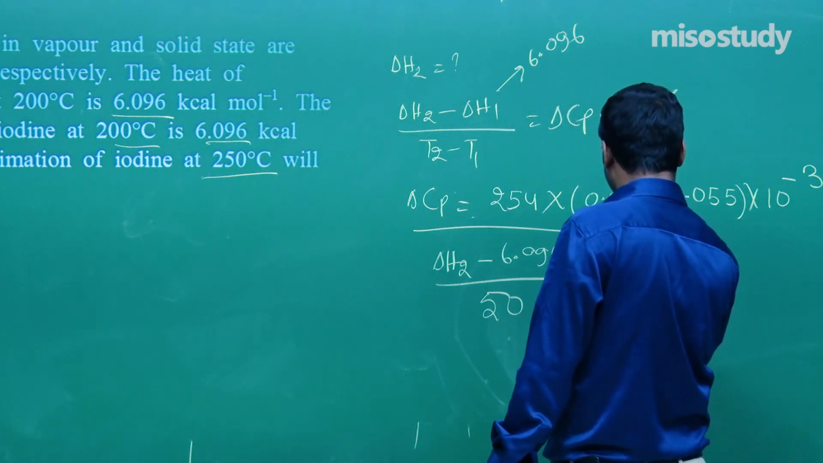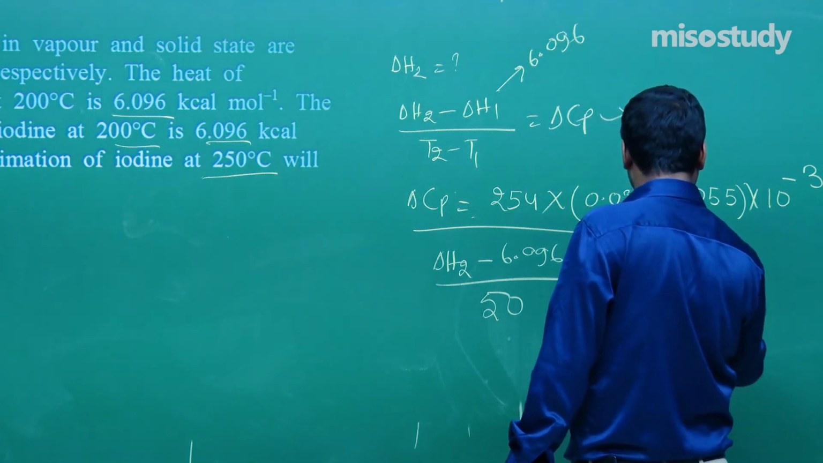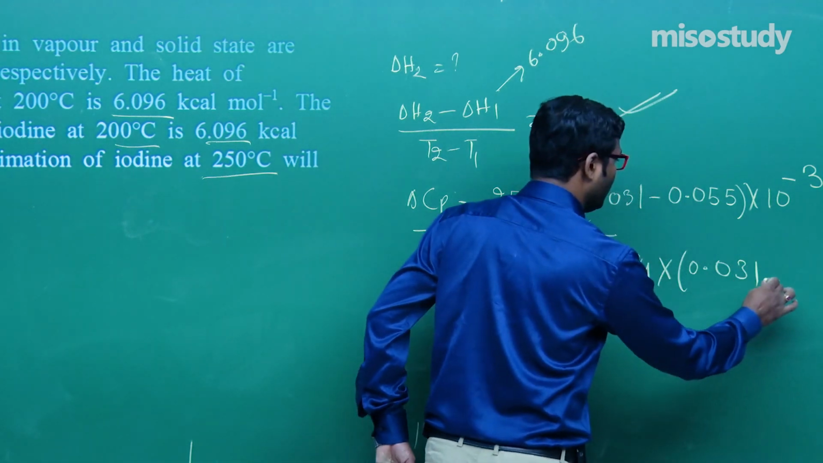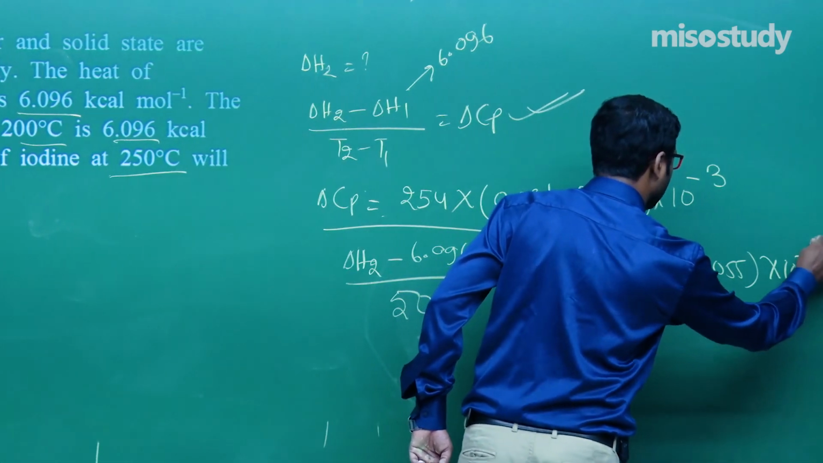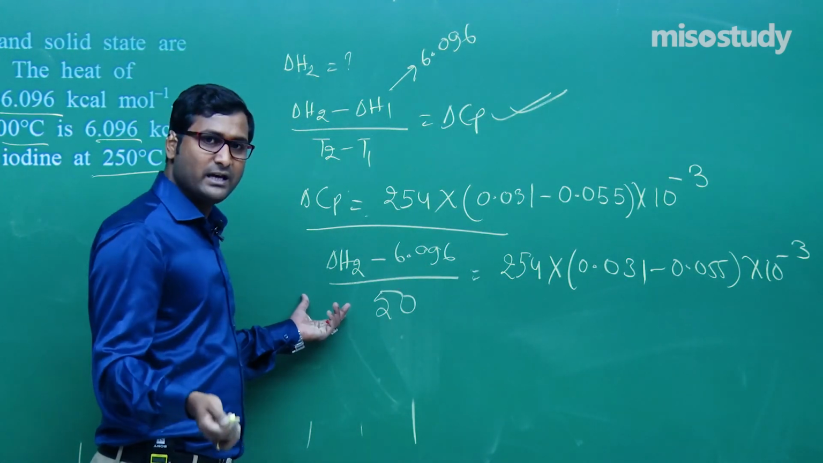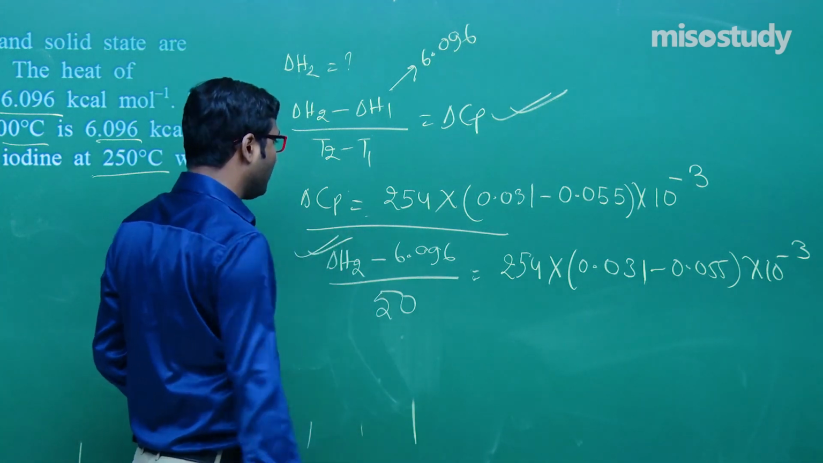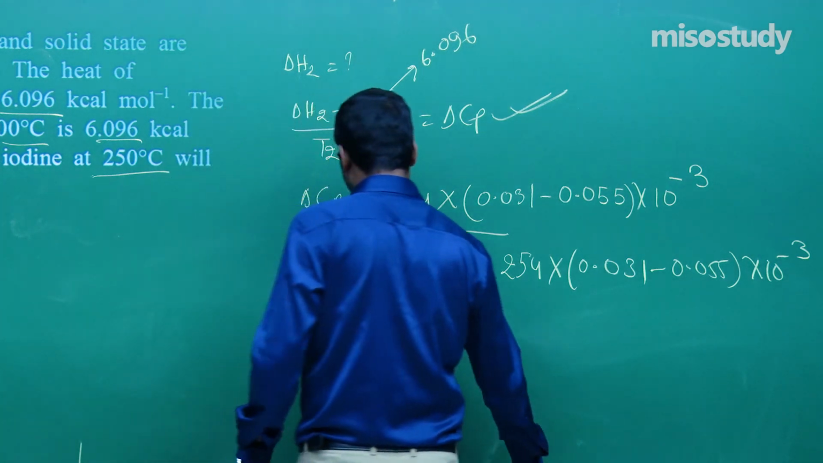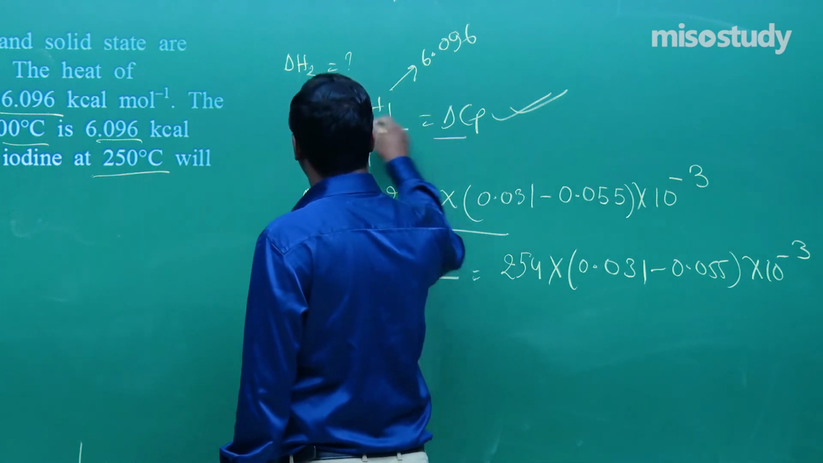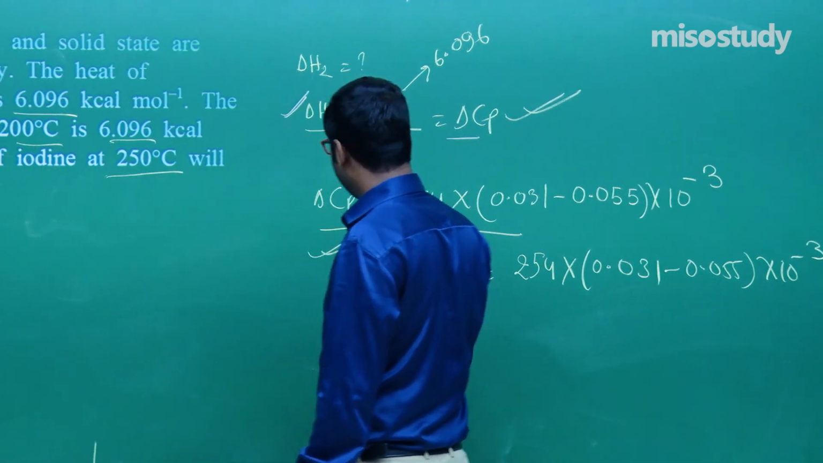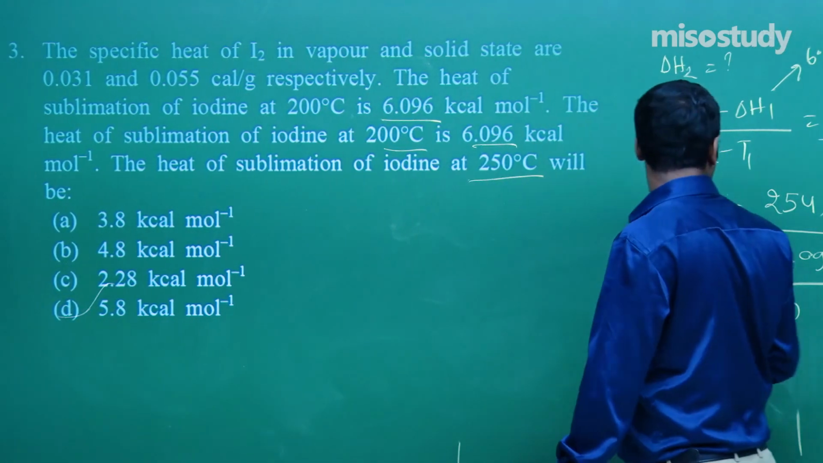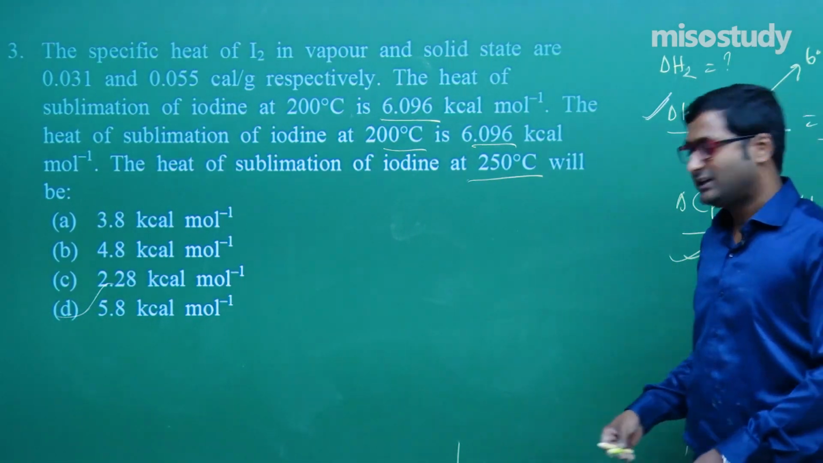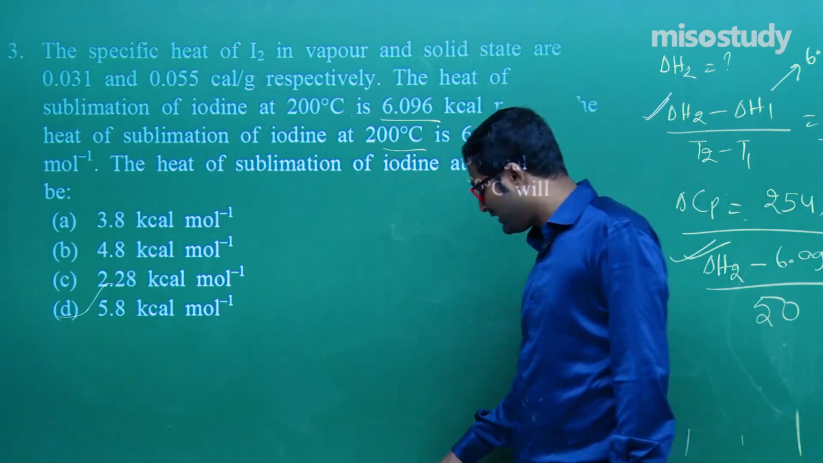Now what is delta Cp? 254 multiplied by 0.031 minus 0.055 into 10 to the power minus 3. Now it's very easy to find out the value of delta H2. Clear? And by solving, that is the delta H2, it is around 5.8 kilocalorie per mole. Clear to you? I think now you can easily solve such kind of question.